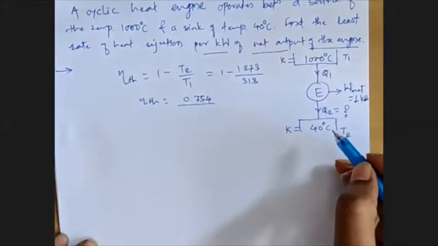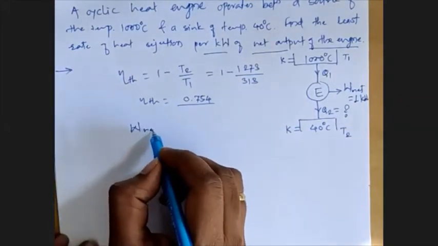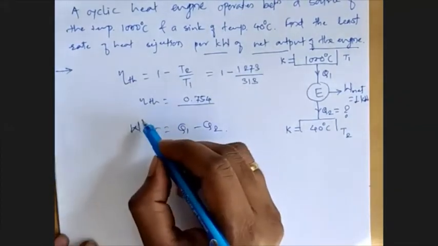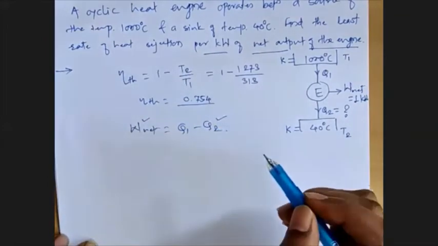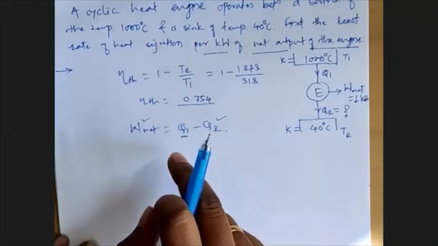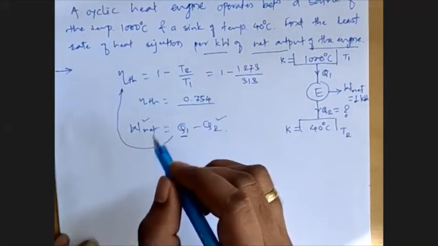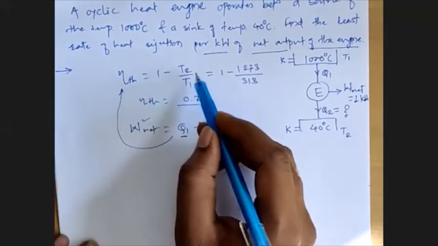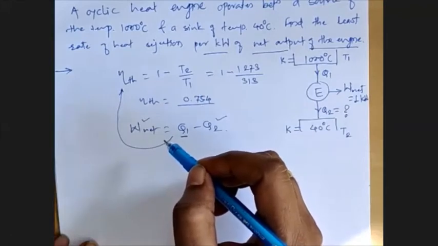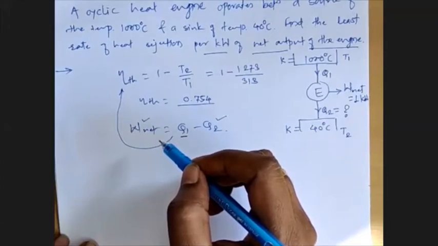Now I need to calculate this Q2. So there is one relation, W net is equal to Q1 minus Q2, that we know. So we have W net, we need to calculate Q2, but before that, this Q1 is also unknown. To get that Q1, we need to take help of this N thermal again, because we have used N thermal relation in terms of temperature, and there is one other relation. Sir, T2 by T1, 314 by 1273.